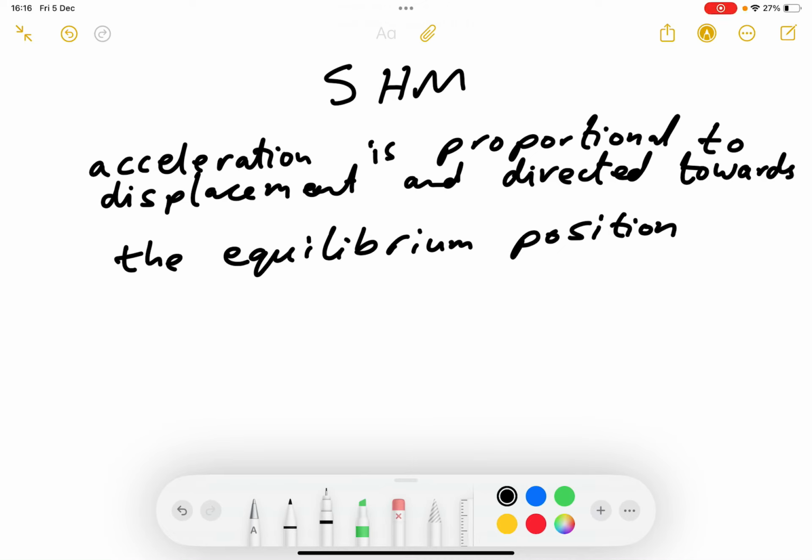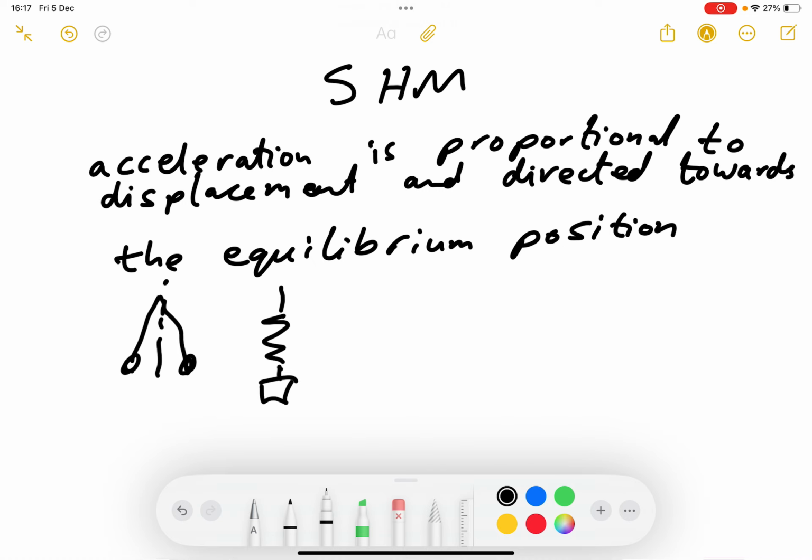Okay, welcome along. Another blurting video, this time on simple harmonic motion. So I've written out the definition. Acceleration is proportional to displacement and directed towards the equilibrium position. And the sort of thing we're talking about here is a pendulum that swings backwards and forwards, or a mass on a spring.